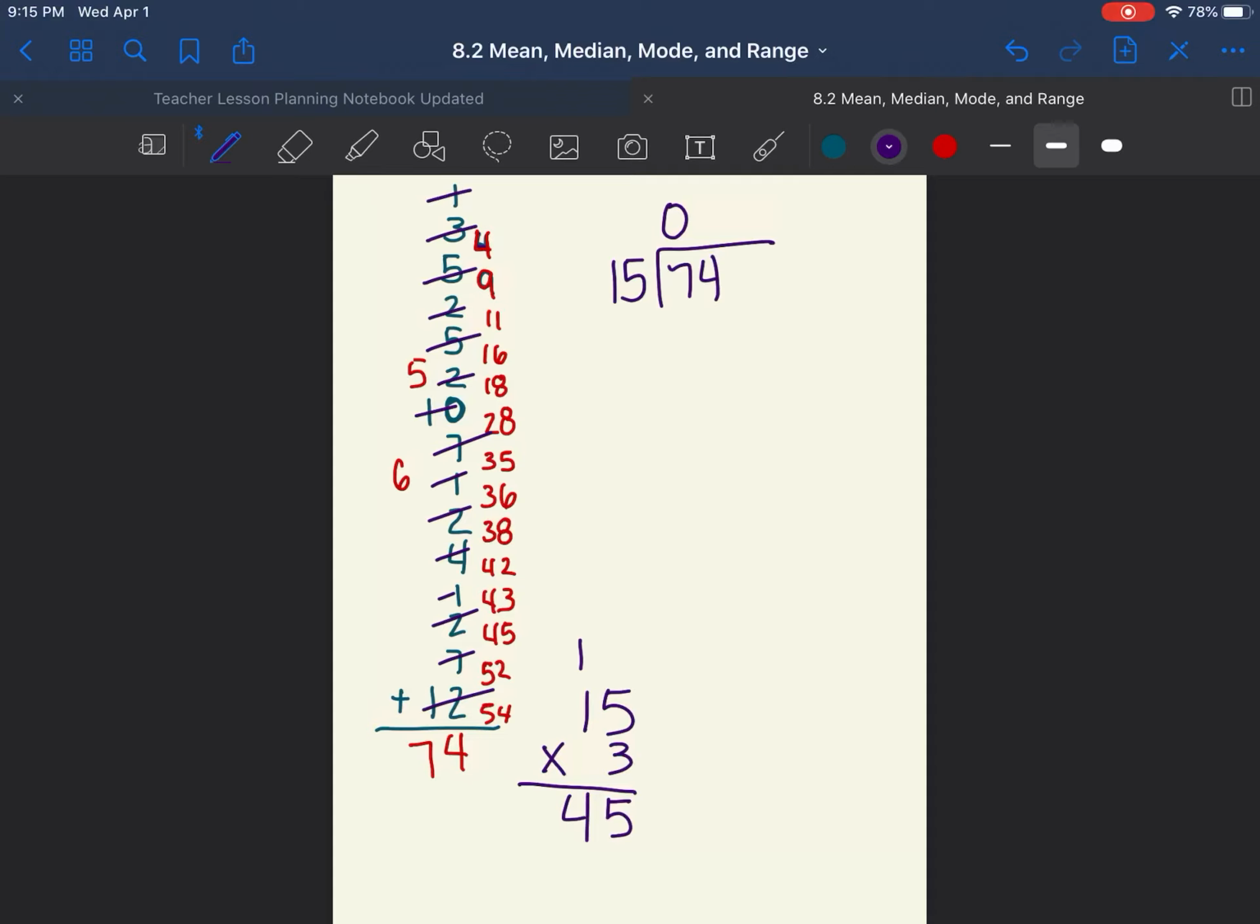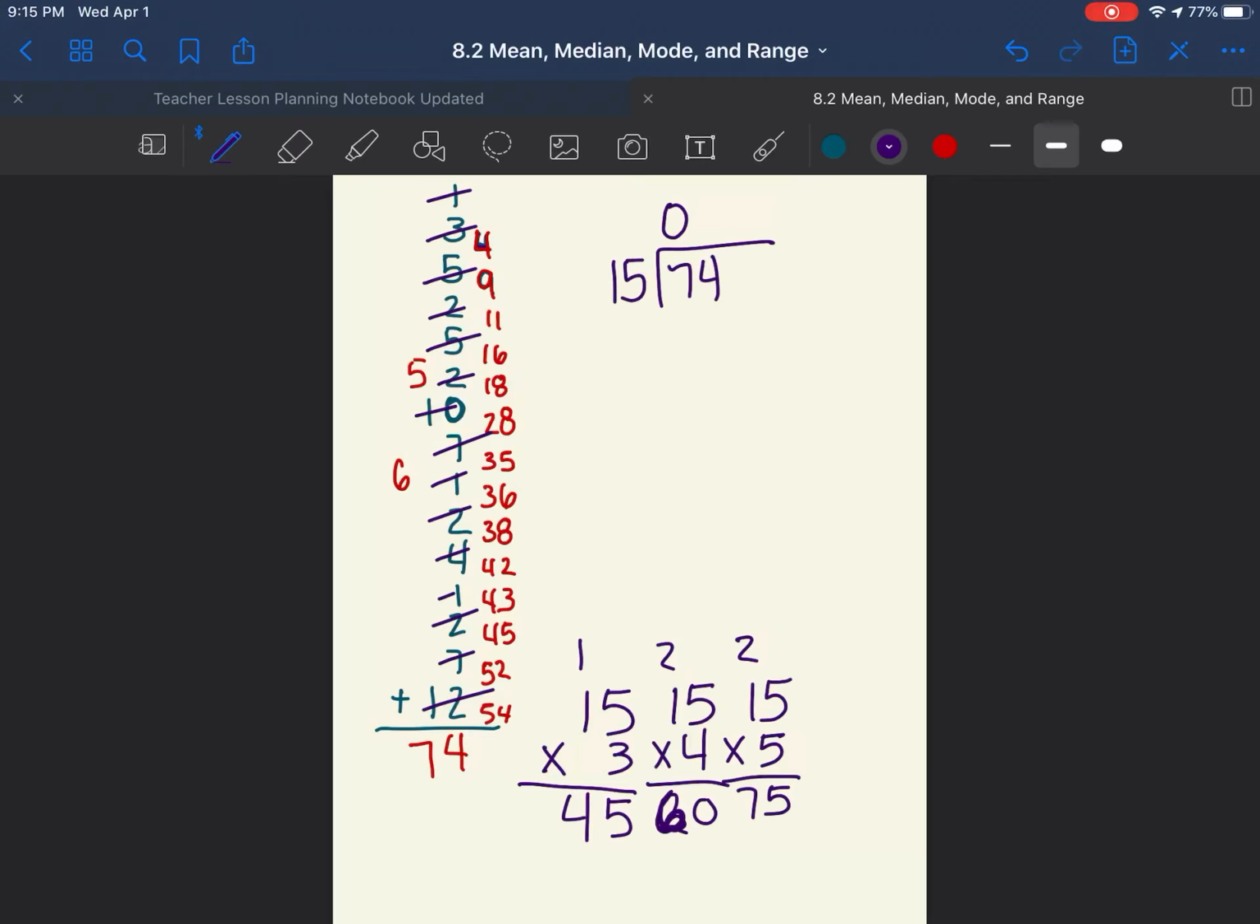I think I can get a little closer. Let's try 15 times 4. 4 times 5 is 20. 4 times 1 is 4, plus 2 is 6. That's a 60. All right, let's see if we can get any closer. Let's do 15 times 5. 5 times 5 is 25. 5 times 1 is 5, plus 2 is 7. Oh, so I went over. So I'm going to have to stick with 4.